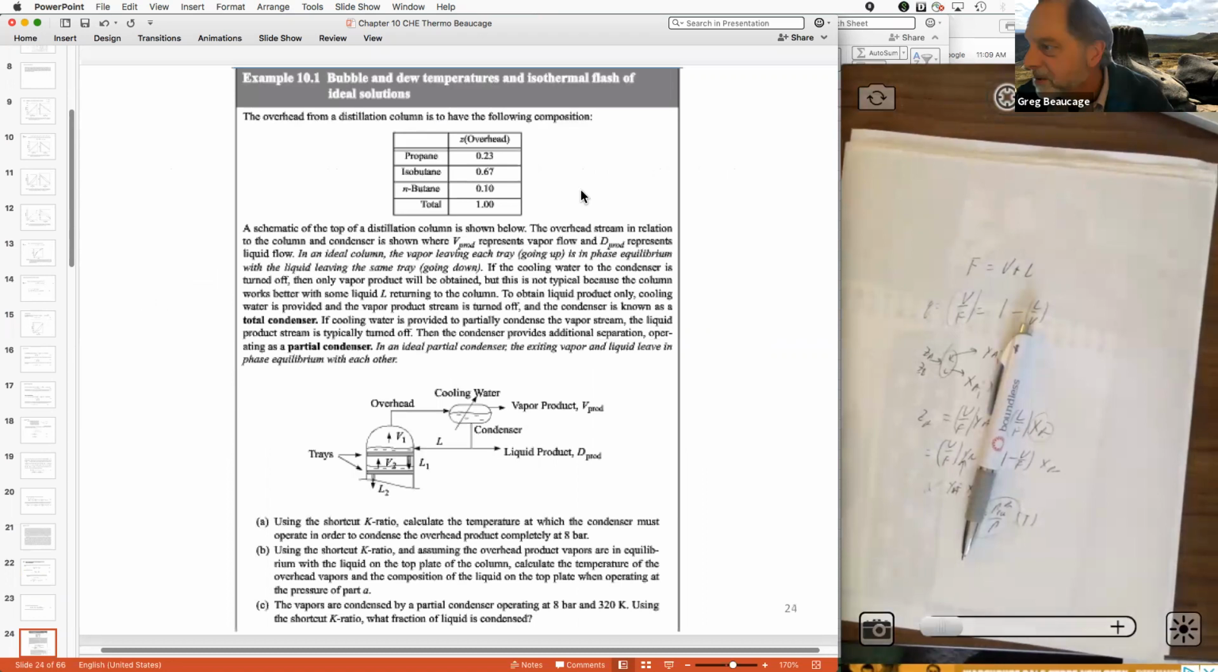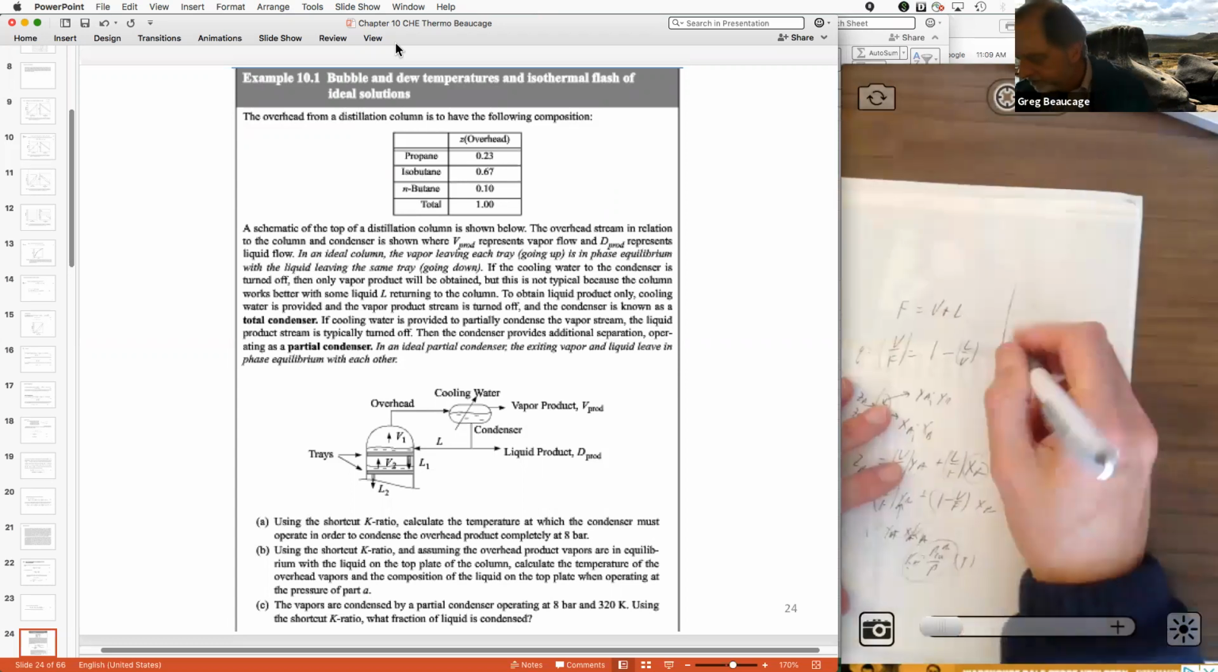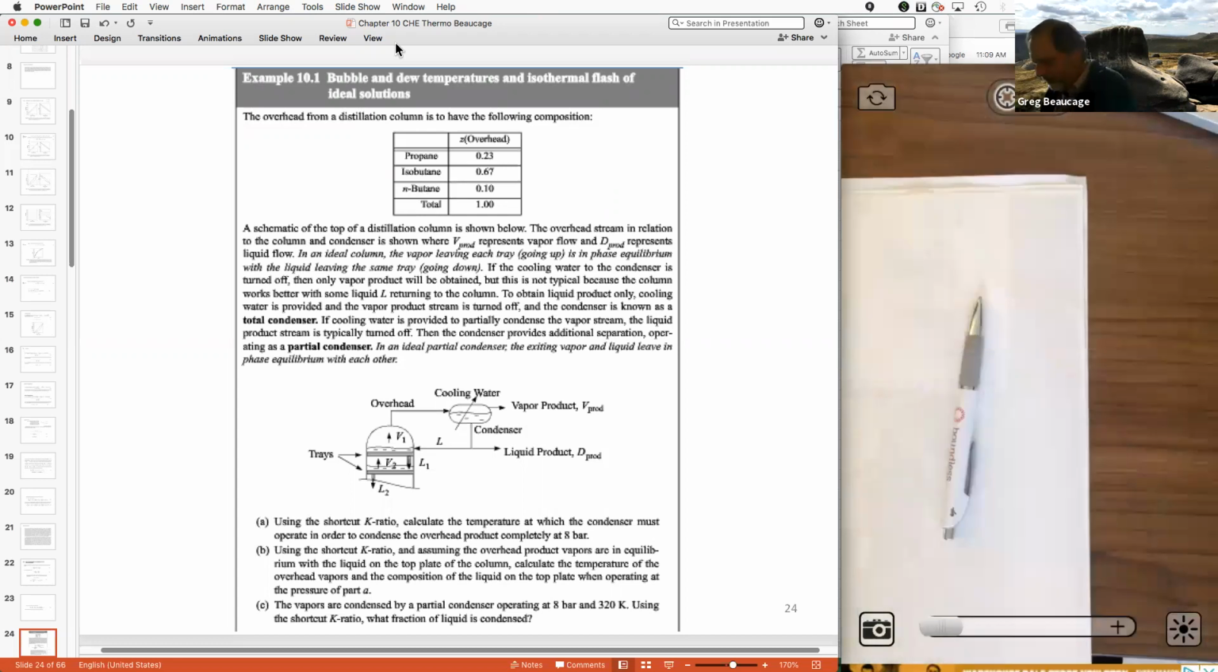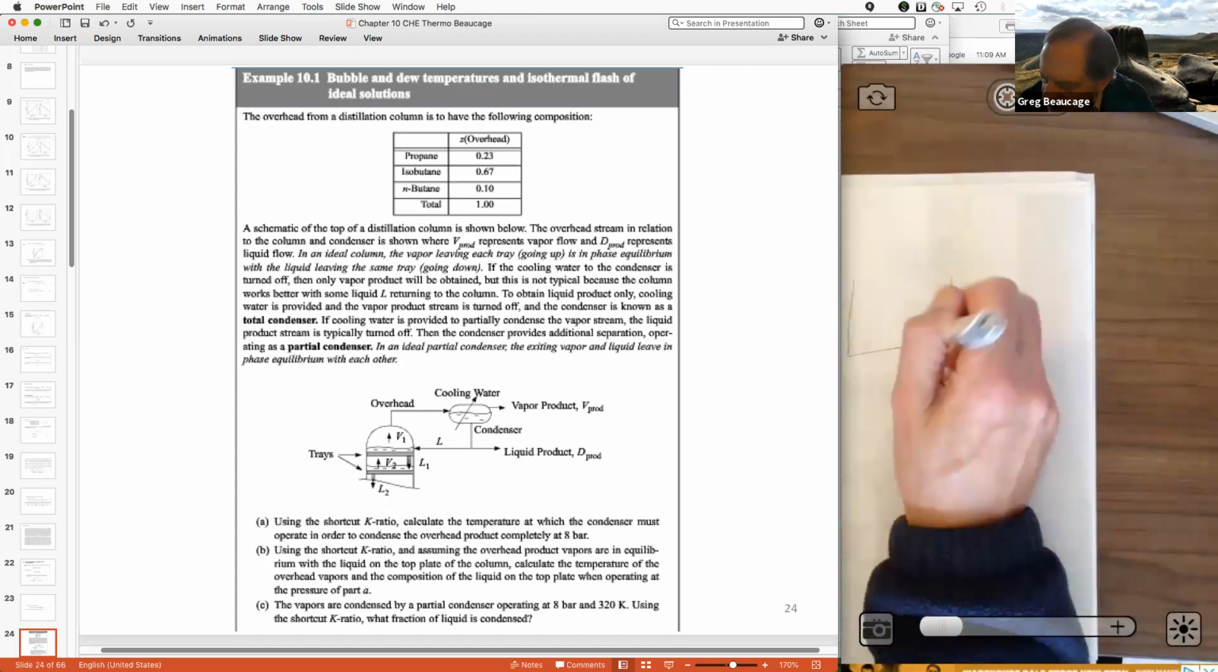All right, so I wanted to go through this example, 10.1, and maybe 10.2 today if I can. This is a 3-component system. It's got the following: propane, isobutane, and butane. You can kind of think about it like a 2-component, so I'm just going to draw a picture of a 2-component, but this is actually 3.